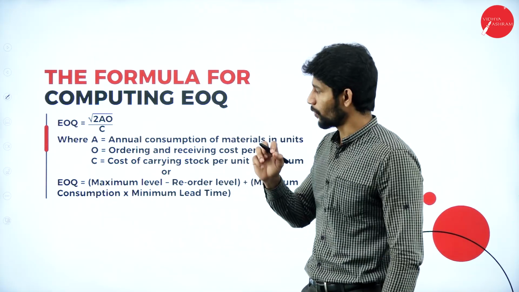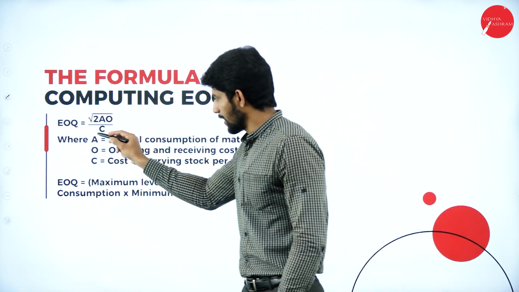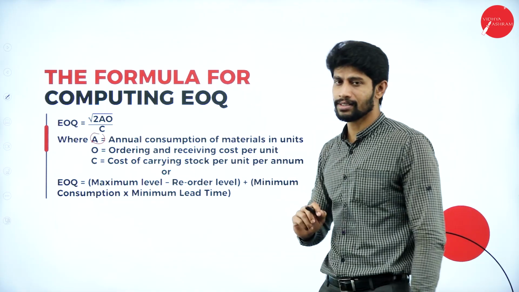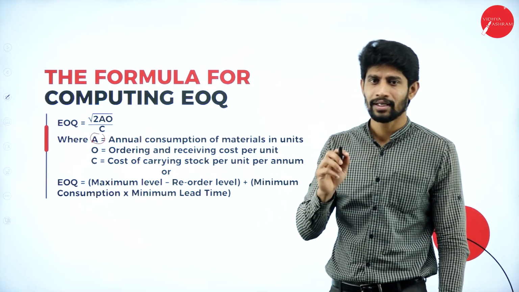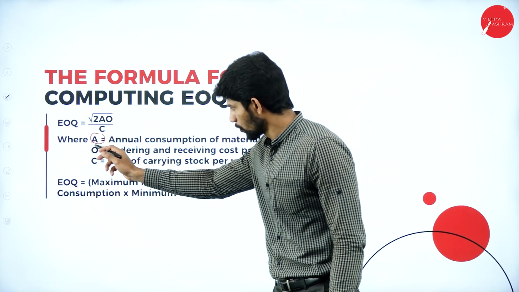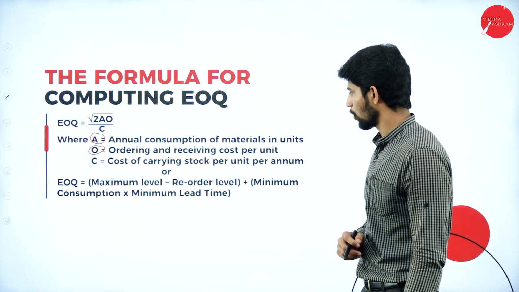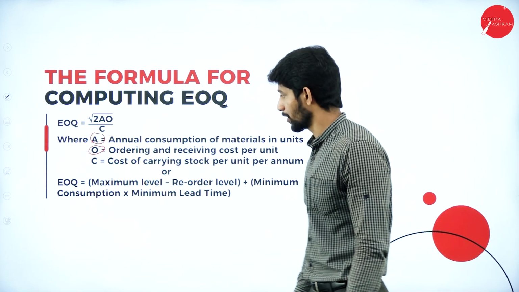What is the formula? Square root of 2AO divided by C. Here, A stands for annual consumption of materials in units. O stands for ordering and receiving cost per unit.